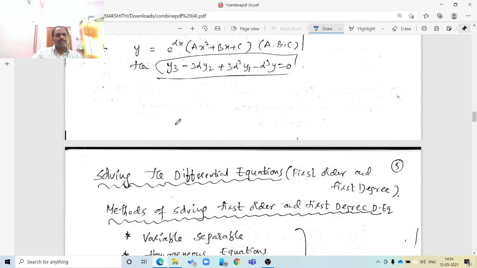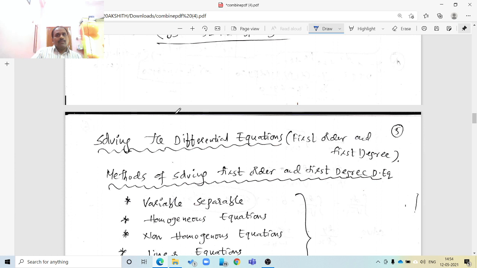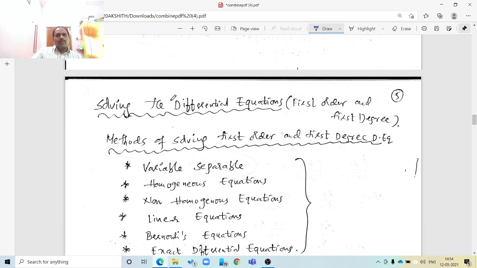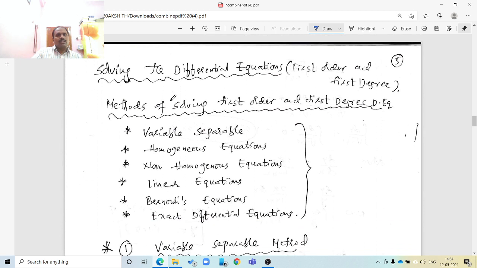So this is the process. And what is the first concept here in differential equation? The first concept is order and degree. I think that will be clear. And the second concept is formation of differential equation. So now we are going to deal with the last concept, an important concept, that is solving the differential equation.